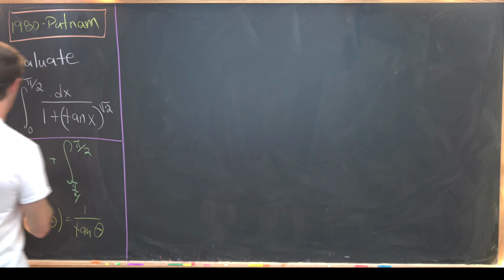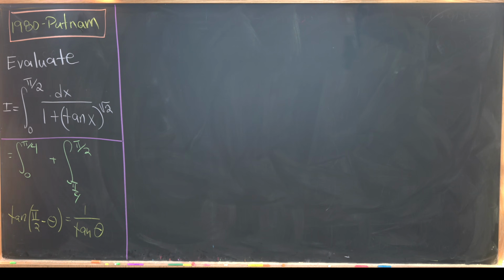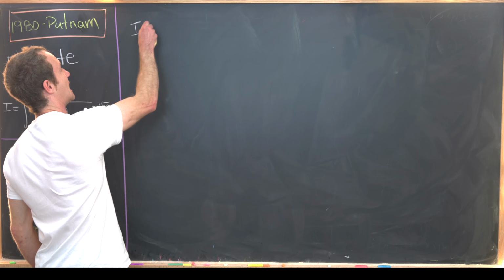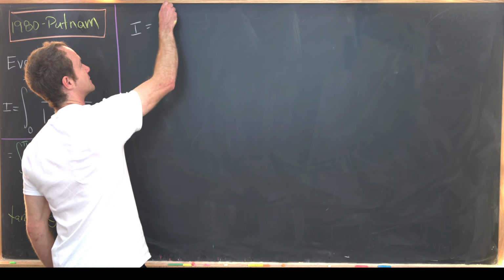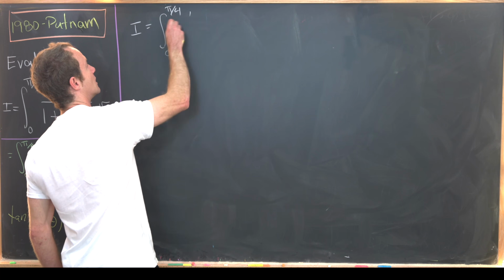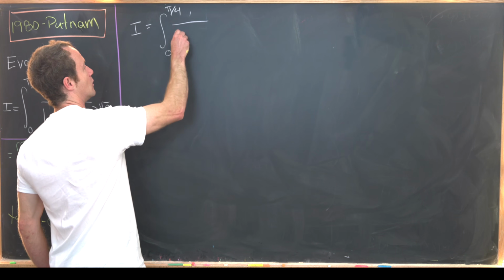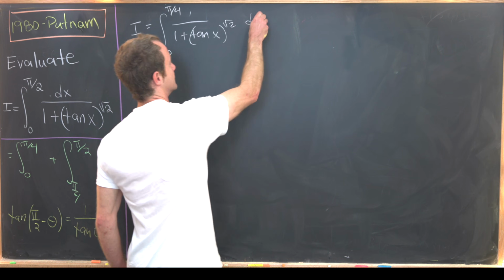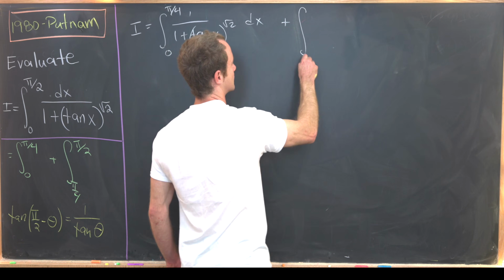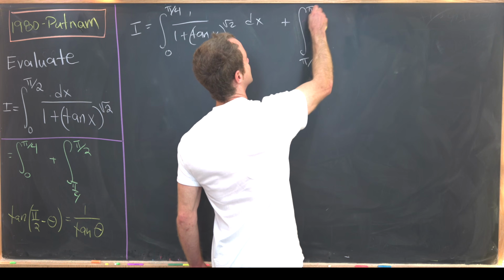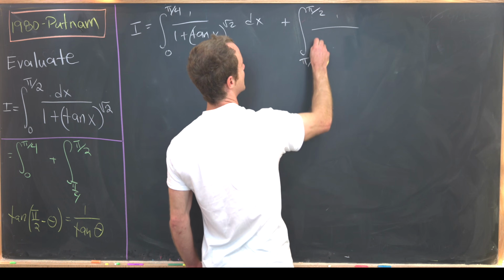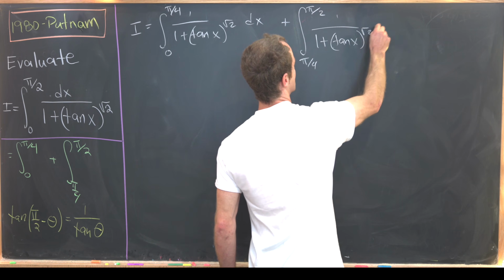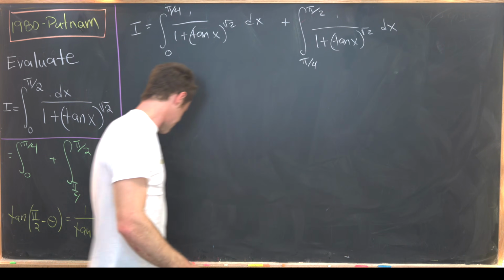Okay, so I'm going to take this and write it as I, just for notational convenience, and then I'll rewrite I as the integral from 0 to pi over 4 of 1 over 1 plus tangent of x to the square root of 2 dx plus the integral from pi over 4 to pi over 2 of the same thing at the moment. So we've got 1 plus tangent of x to the square root of 2 dx.